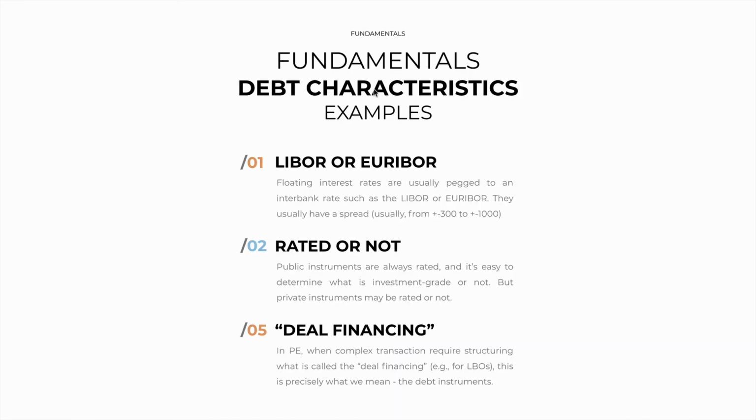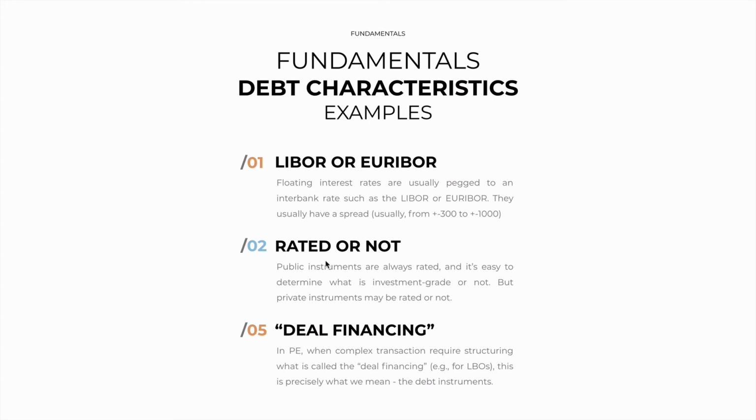What are some examples? The first are the LIBOR or Euribor. These are international benchmarks of the interest rates among banks when they lend to each other, and they are used as the basis for floating rates for every other loan, or at least the loans that have floating interest rates. They usually have spreads that represent the risk. They're usually between 300 or 400 basis points to 1,000. In the case of very risky investments, such as distressed debt, they can be higher, such as 2,000, as we've seen. Then, debt can be rated or not.